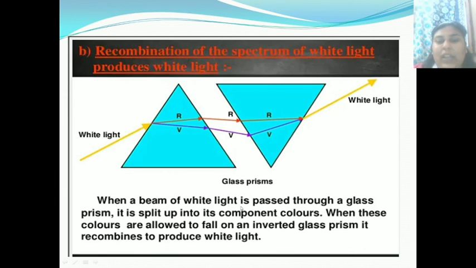So when a beam of light is passed through a glass prism, it is split up into its component colors, and then these colors are allowed to fall on the inverted glass prism. Then it recombines to give us white light. So this phenomenon is known as recombination of light.